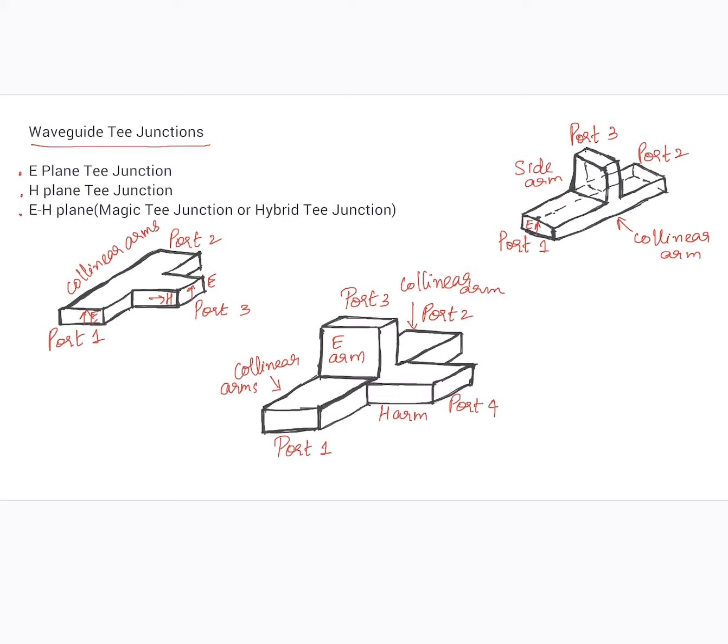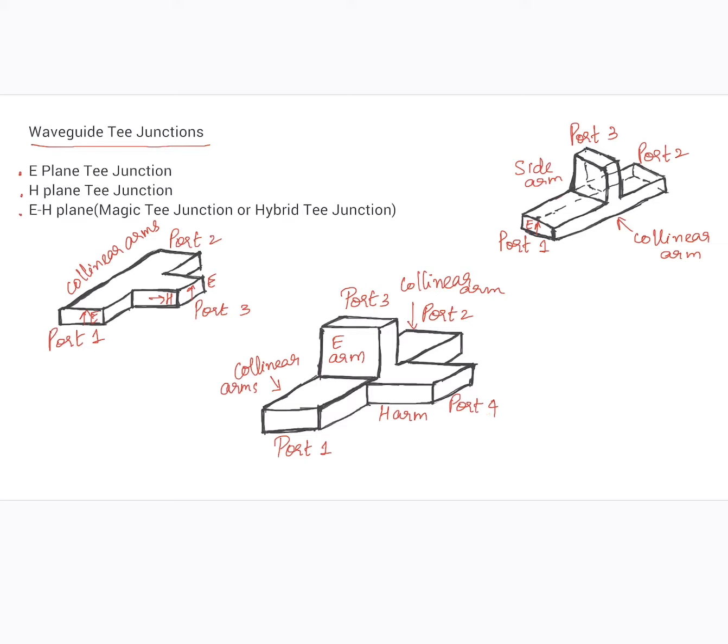This video discusses microwave passive devices, that is waveguide T junctions. So basically in microwave circuits, a waveguide or coaxial junction with three independent ports is commonly referred to as a T junction. When you consider a T junction, it will have either 3 ports or 4 ports.